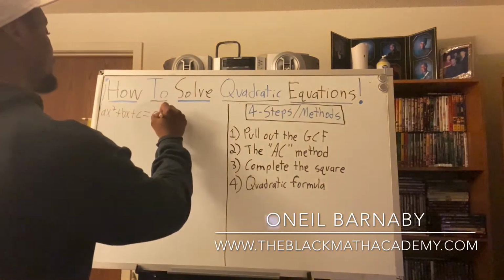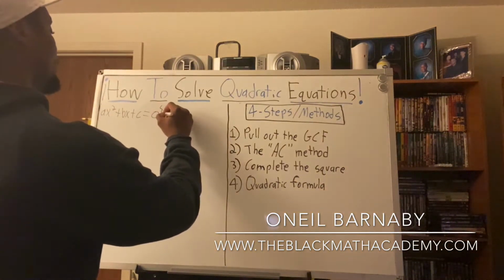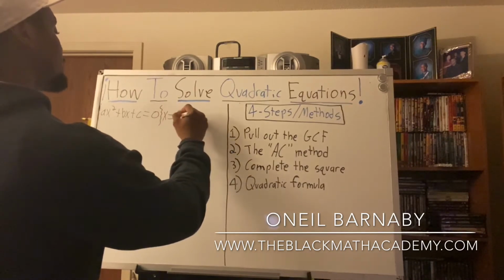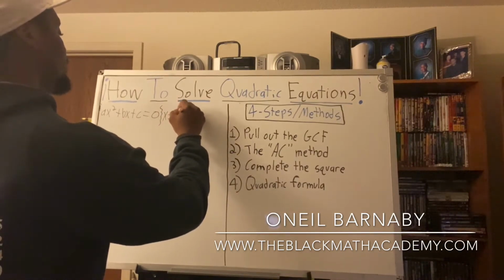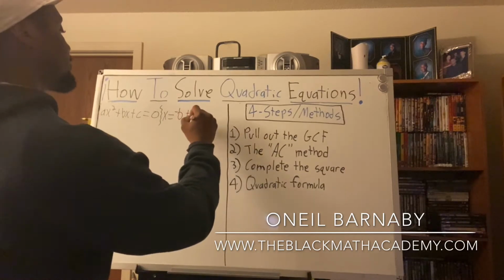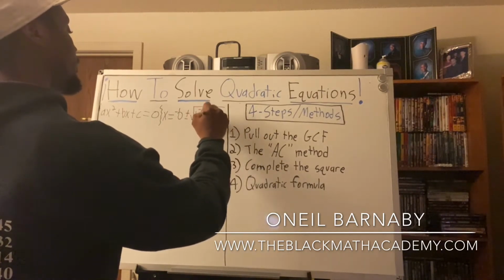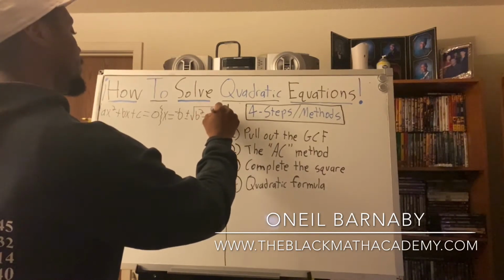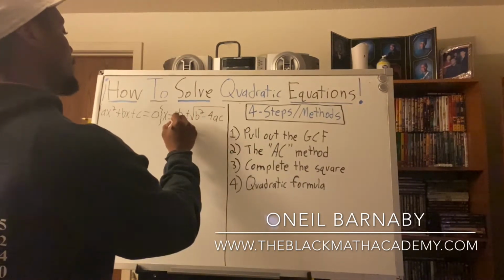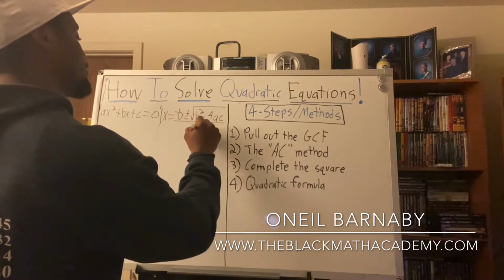Let me separate it here. The quadratic formula is x equals negative b plus or minus the square root of b squared minus 4ac, all over 2a.